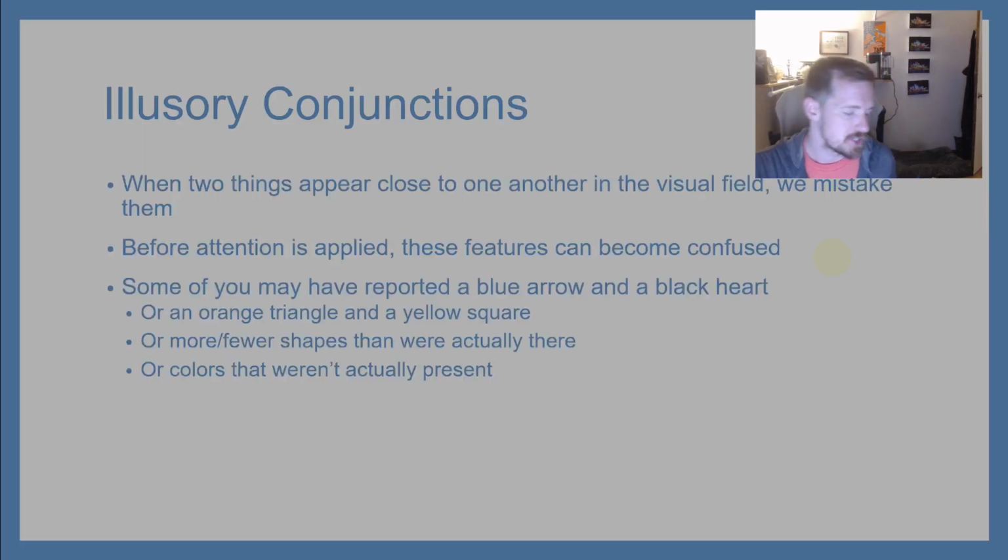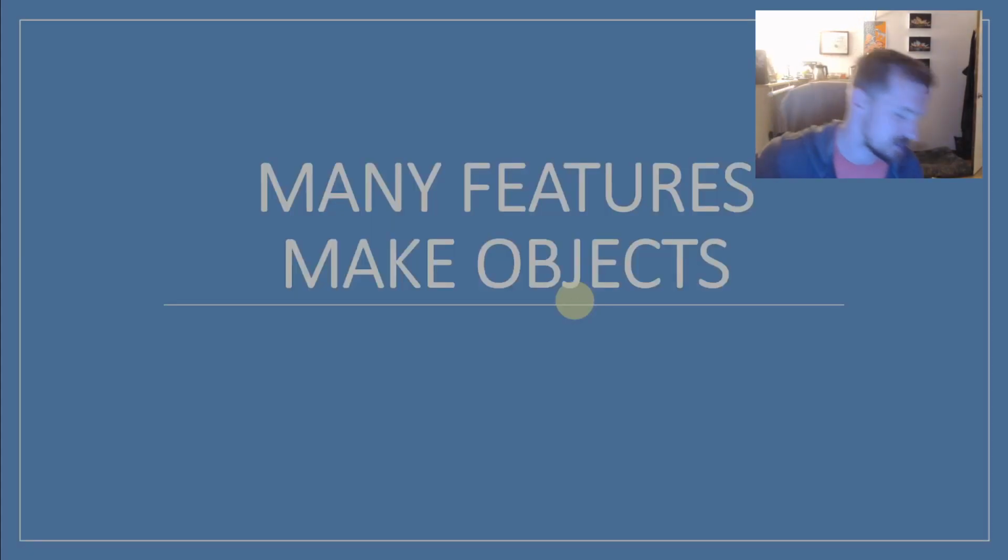So illusory conjunctions are whenever 2 or more things appear close to each other in the visual field and they are crowded, and for that reason we're not paying attention to them. Those features are not solidified. And sometimes they combine incorrectly, which is why you may have seen a blue arrow and a black heart instead of a black arrow and a blue heart. Alright, so that is feature binding and the binding problem.